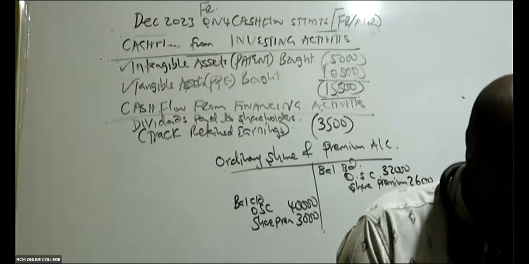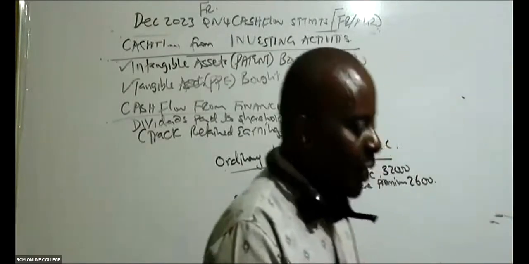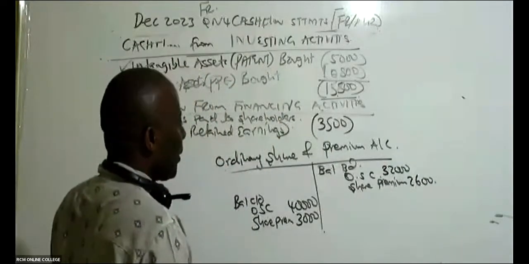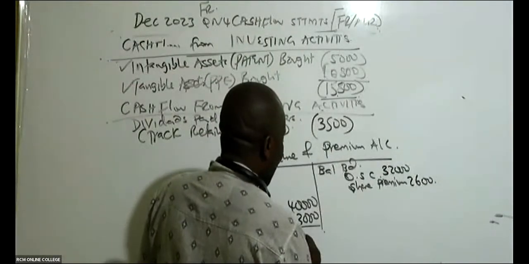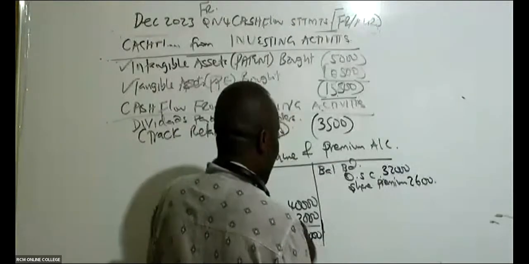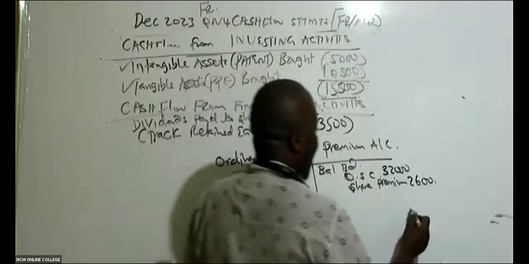So then, ladies and gentlemen, what you need to do here is just balance your account. Here I can see this 43. There are no new shares, so balance your account.